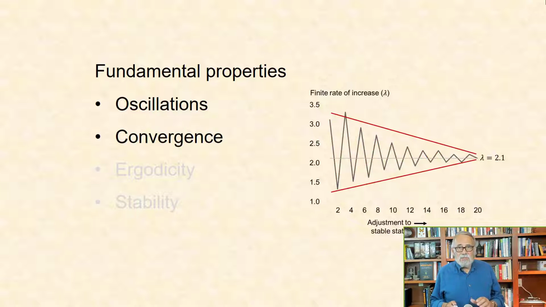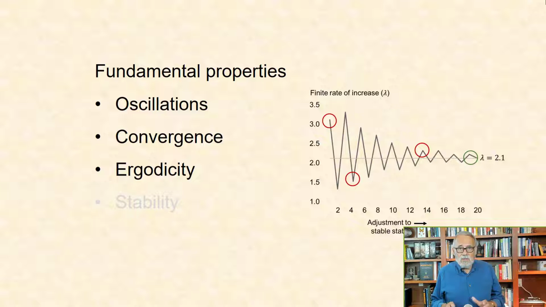The second property is convergence. Convergence of both age structure and growth rates occurs when births are spread out over at least two age classes. This means that the peaks and troughs in birth sequences are thrown together and thus smoothed out in the replacement process. The third fundamental property is ergodicity.